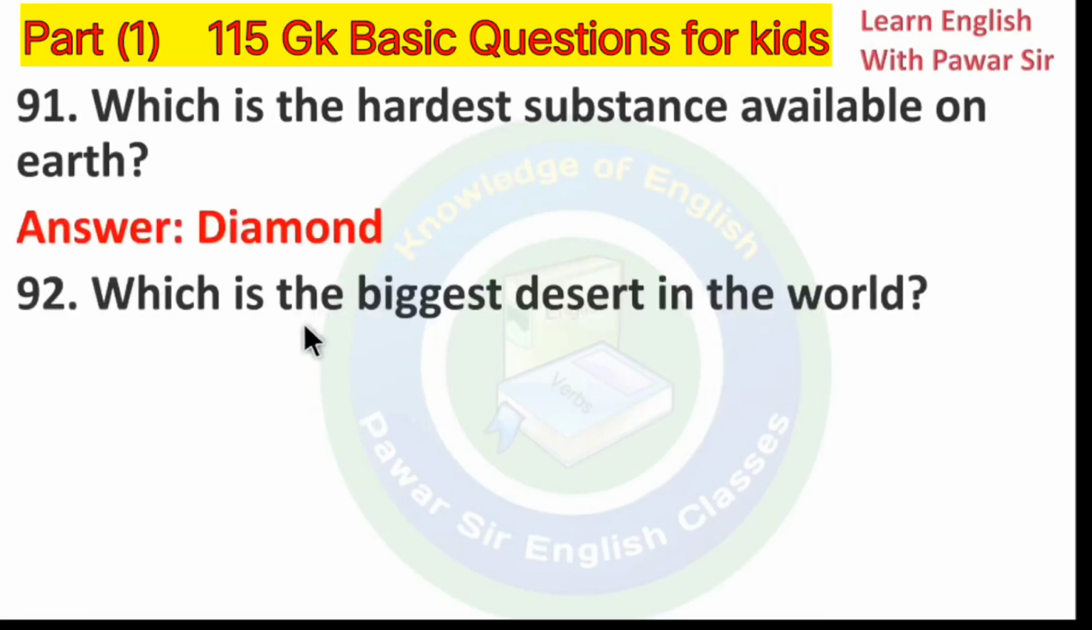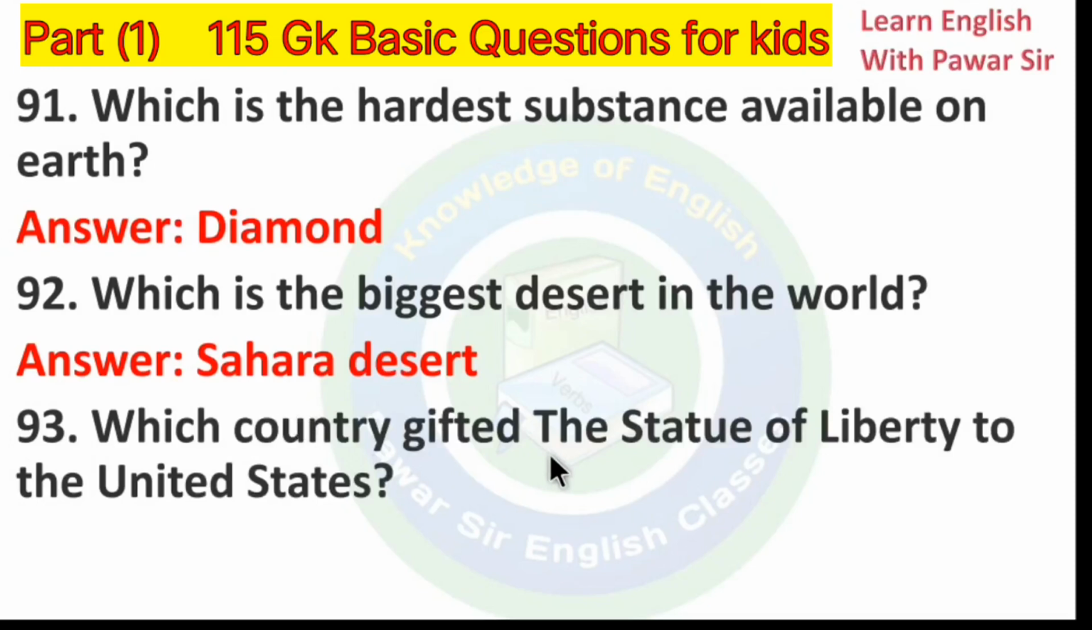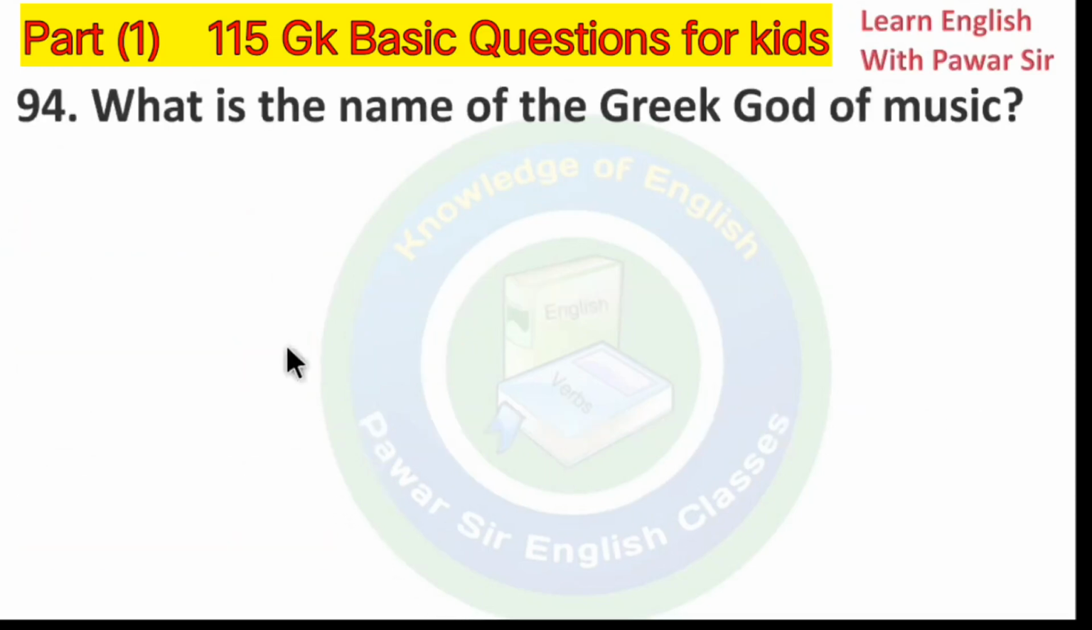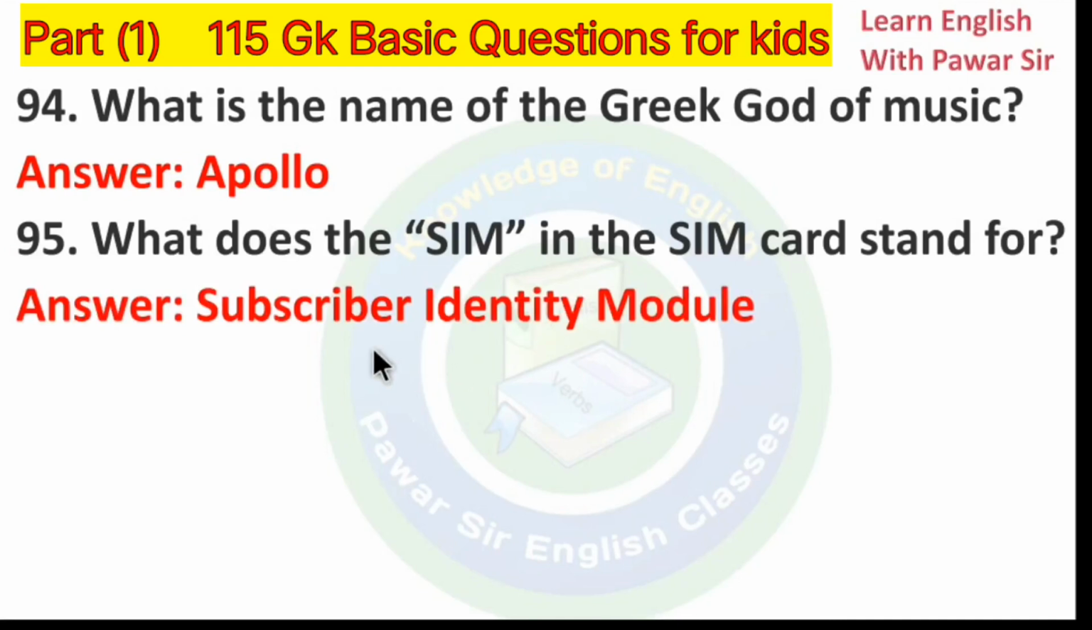Which is the hardest substance available on Earth? Diamond. Which is the biggest desert in the world? Sahara Desert. Which country gifted the Statue of Liberty to the United States? France. What is the name of the Greek god of music? Apollo. What does the SIM in SIM card stand for? Subscriber Identity Module.